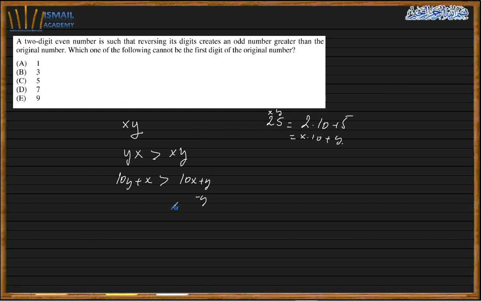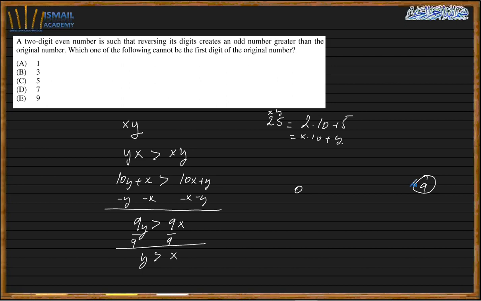So here, this is going to be 10y plus x is greater than 10x plus y. So I subtract y from both sides, subtract x from both sides. So I got 9y is greater than 9x, so I divide both sides by 9. So I got y is greater than x. And those are the digits from 0 to 9. That means the second digit should always be greater than x. So the ones digit should be greater than the tens digit. So the value x can never take is 9, because 9 is the greatest digit. So 9 is my answer.